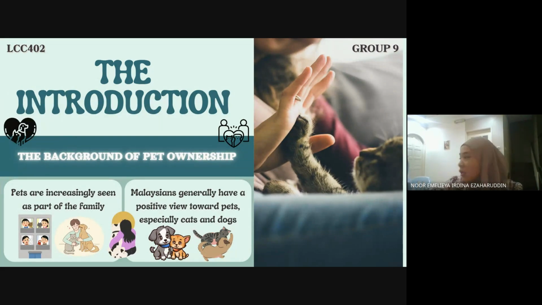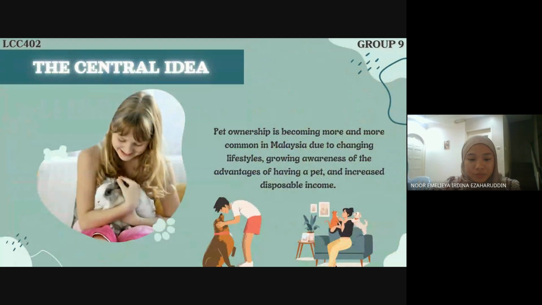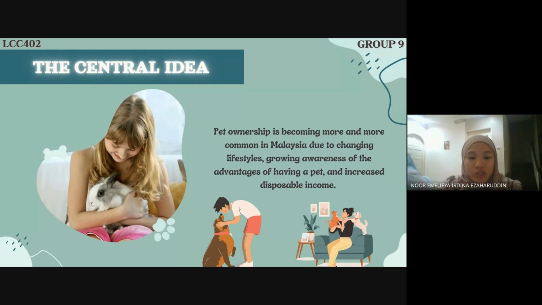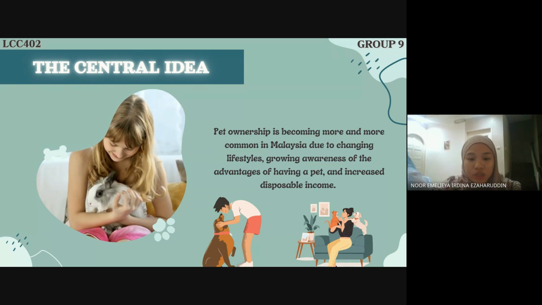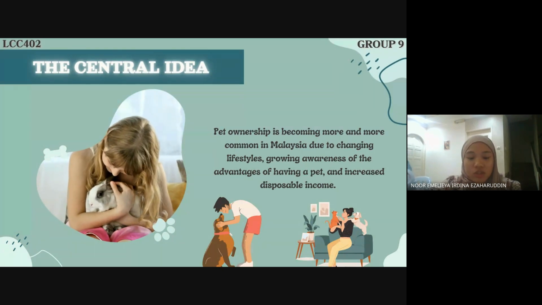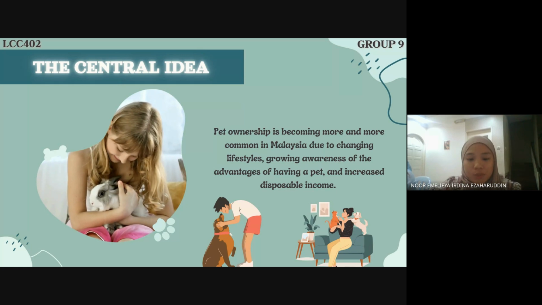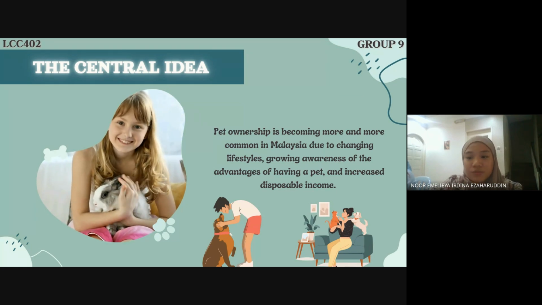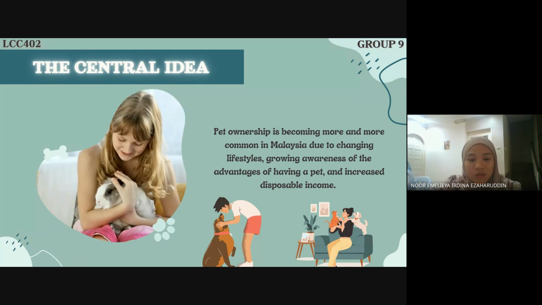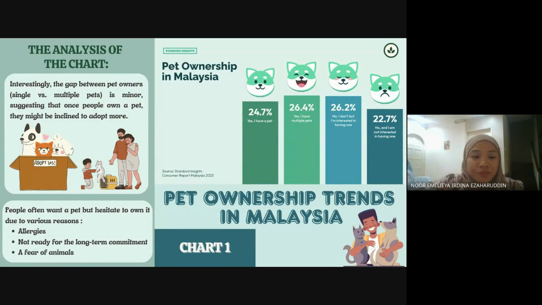Next, we move to the central idea. The central idea for this topic is that pet ownership is becoming more and more common in Malaysia due to changing lifestyles, growing awareness of the advantages of having a pet, and increased disposable income. Next, we move to the description of the charts.